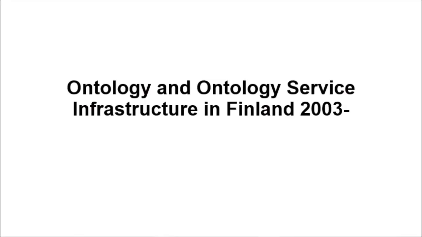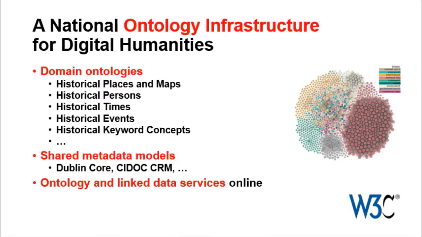A key challenge in the presented model is to create an ontology and ontology service infrastructure. We started to work on this problem in Finland in 2003. The most important elements of a national ontology infrastructure for digital humanities are various domain ontologies, shared metadata models, and ontology and linked data services online.